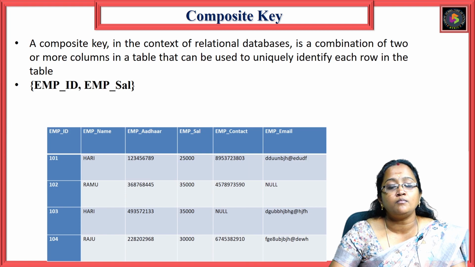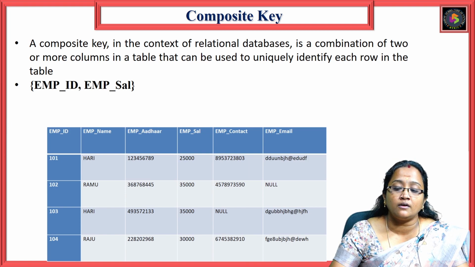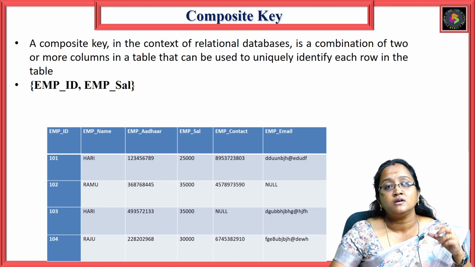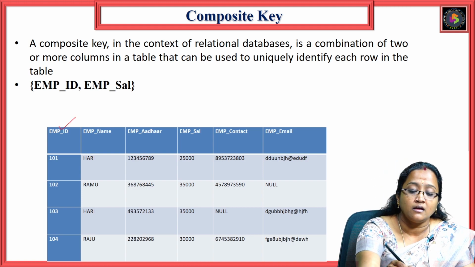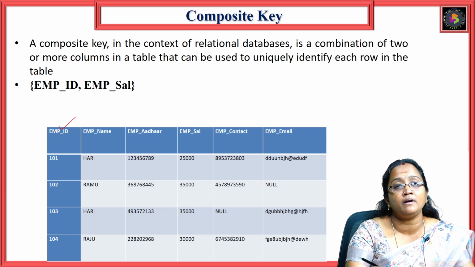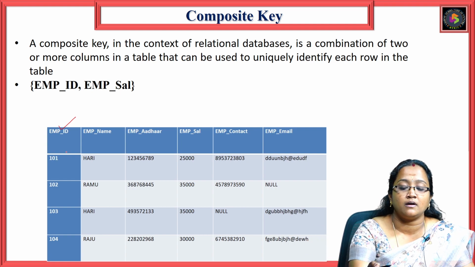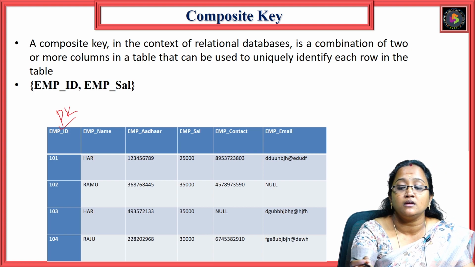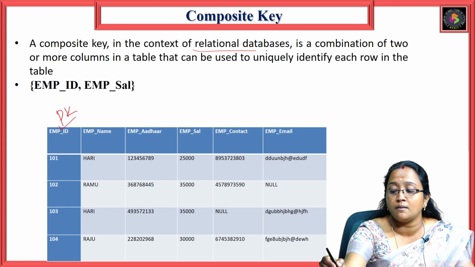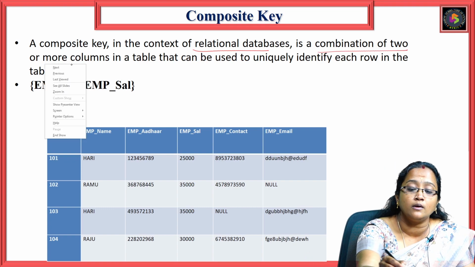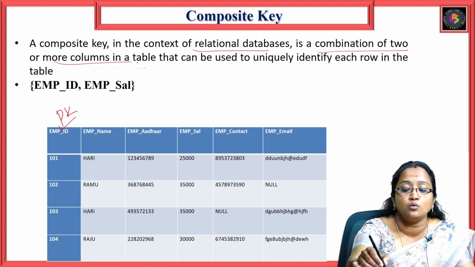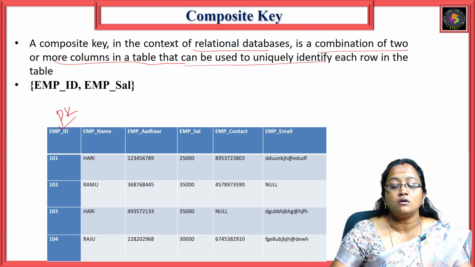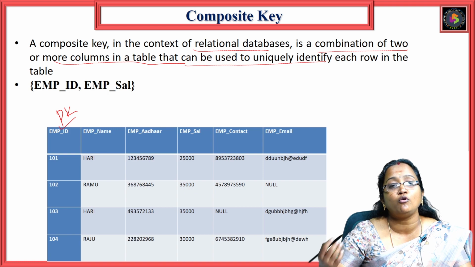Composite key. A composite key is whatever we are referring to as a tuple in the table. So it should be a primary key followed by multiple keys. Suppose we have taken employee ID as the primary key. In the context of a relational database, it is a combination of two or more columns, used to identify a tuple uniquely. So it is a combination of more than one column.